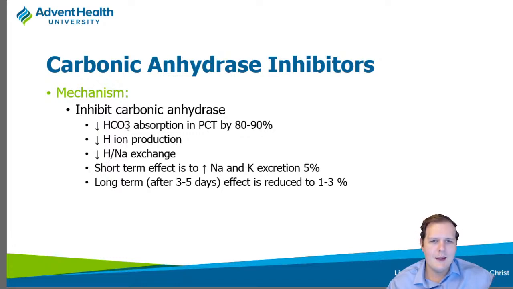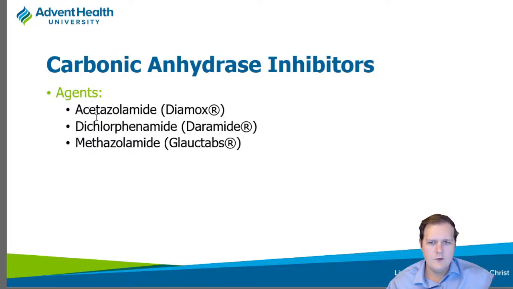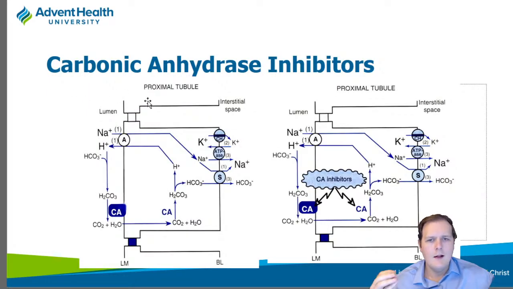But basically, they're blocking reabsorption of bicarb. Okay. We have 3 drugs here. We have acetazolamide, chlorphenamide, and then methazolamide. Acetazolamide is probably the most common one you're going to run into out of the bunch here. So let's look at what they're doing. Again, we have the proximal tubules. On either side, we have the one where it's normal, and then we have the one where we introduce the carbonic anhydrase inhibitor.